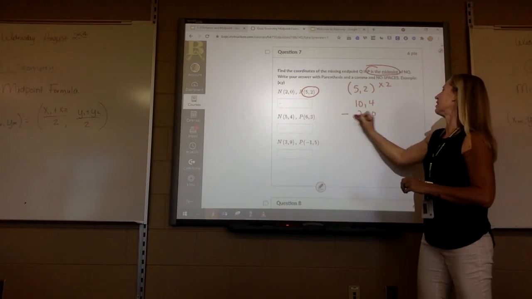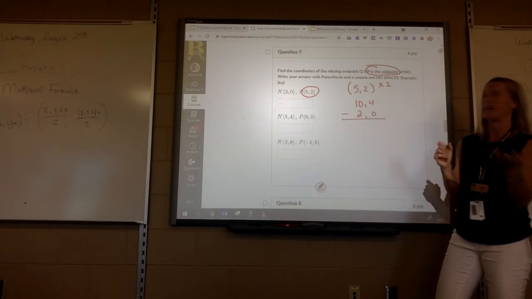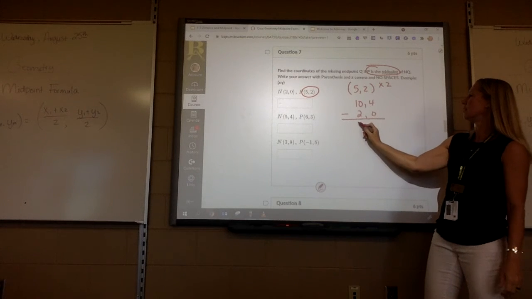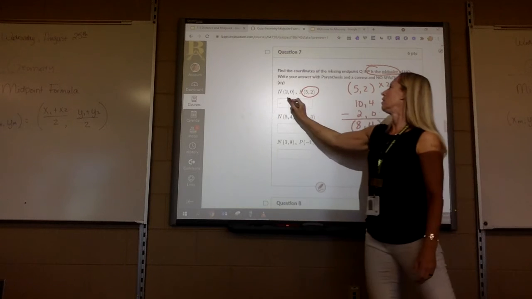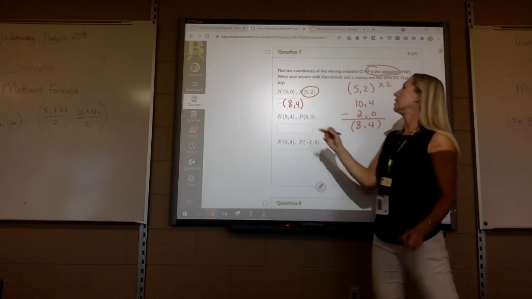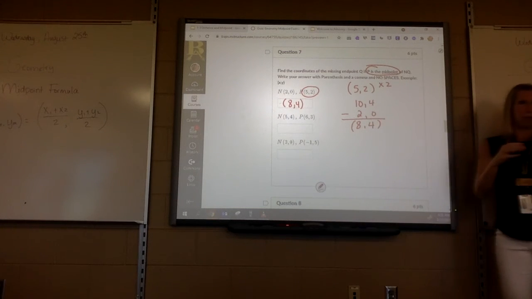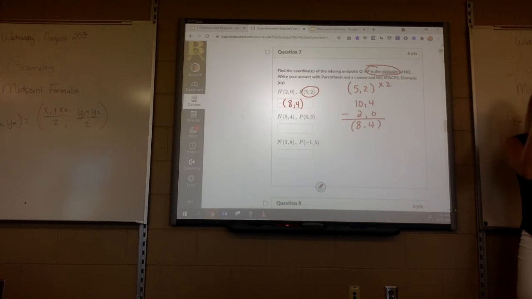Subtract it. 2 minus 0. Subtract the endpoint. What's 10 minus 2? 8. 4 minus 0? 4. Don't put any spaces in your answer. You'll do left parenthesis, 8 comma 4, right parenthesis. No spaces. It'll count it wrong.